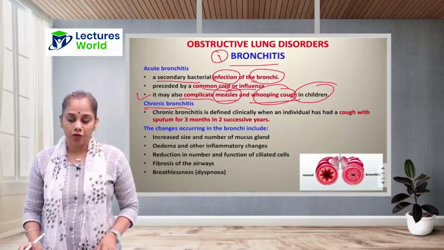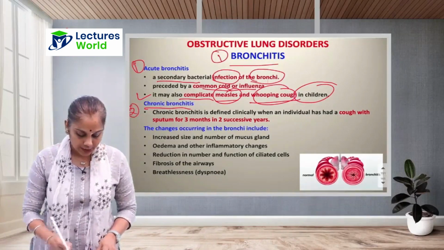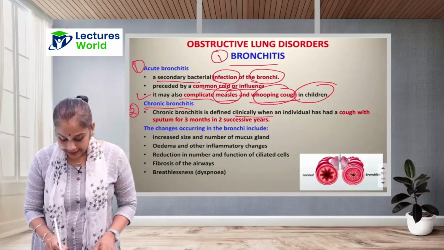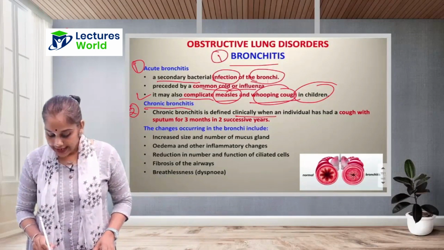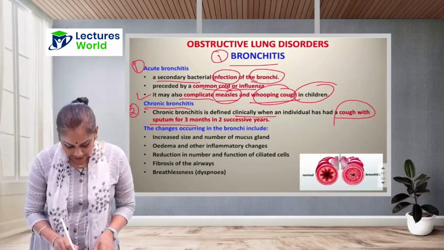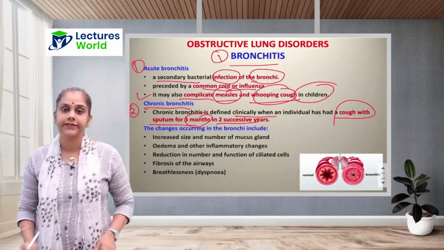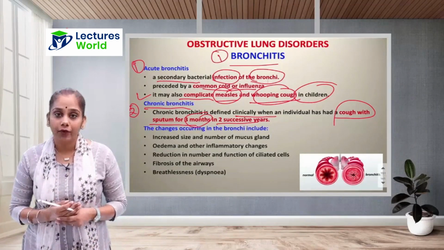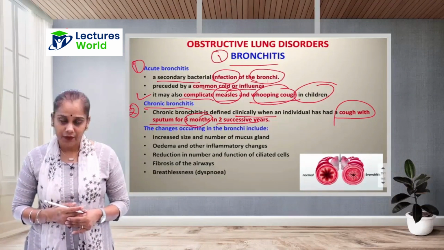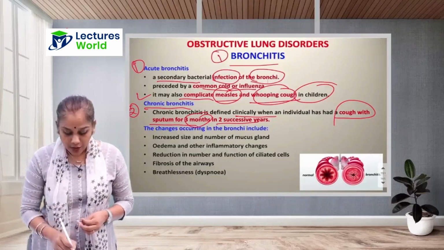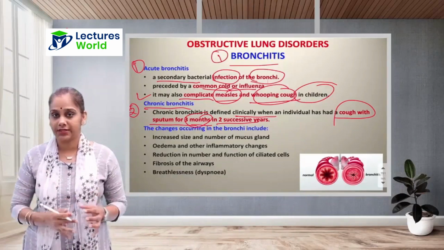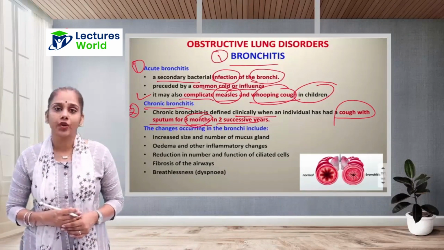Now we will see chronic bronchitis. Chronic bronchitis is defined clinically when an individual has or had a cough with sputum for more than 3 months in 2 successive years. So the individual has a cough with sputum, present for 3 months within 2 successive years. That is chronic bronchitis.